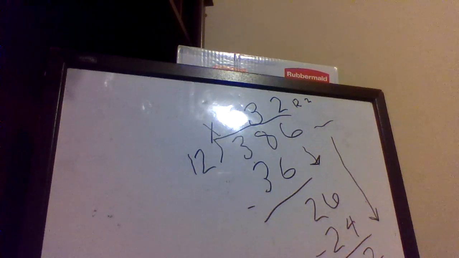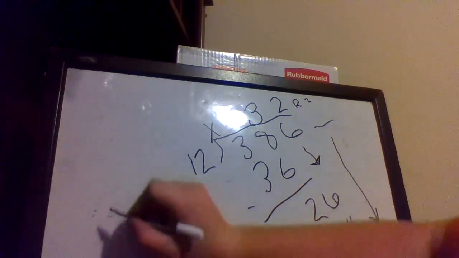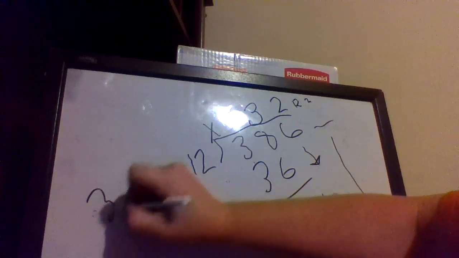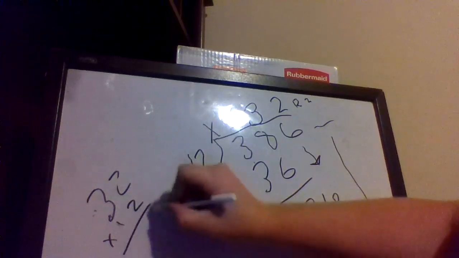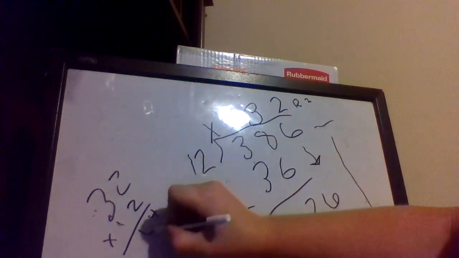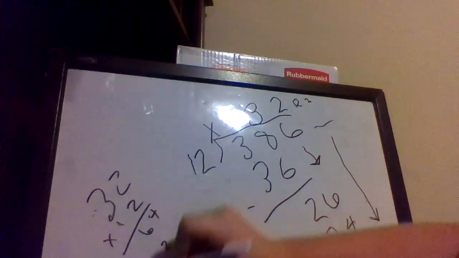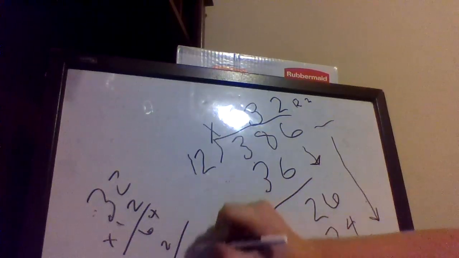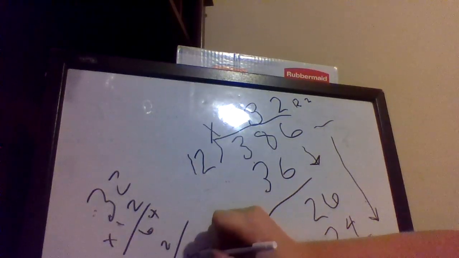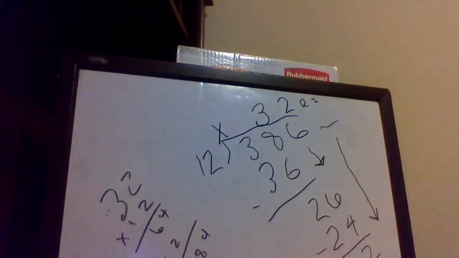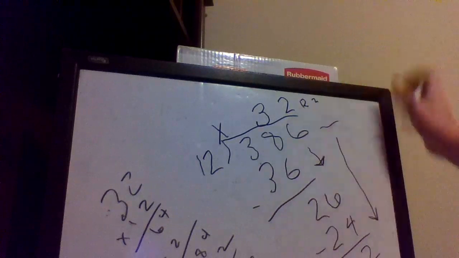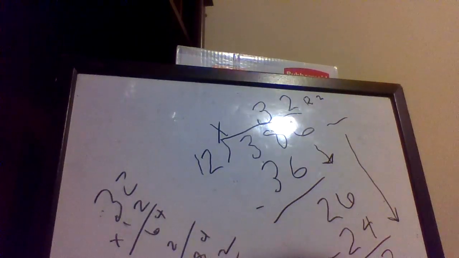And like I showed you in the last video, if you want to check that, we do 32 times 12, which is 384, and then we add your remainder, so plus 2 is 386. And that's what we got right there under the house, so we know we're right.